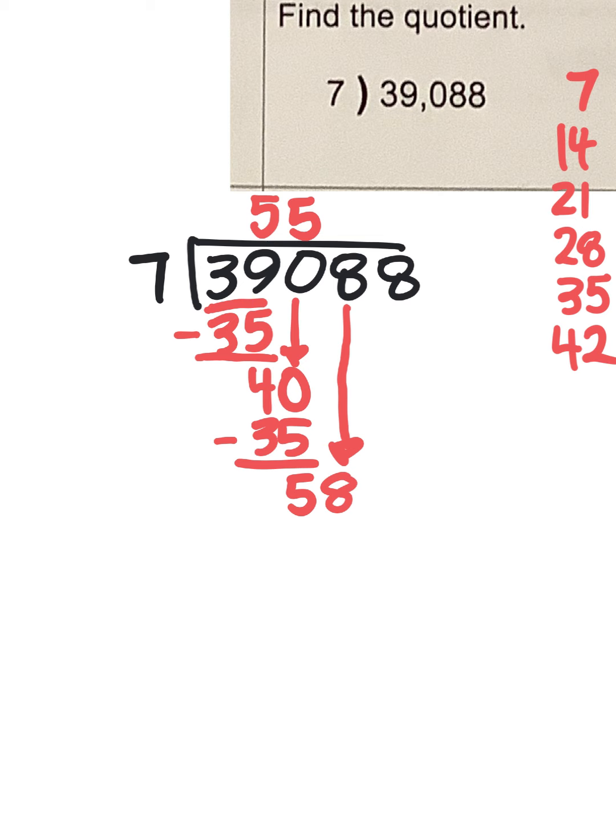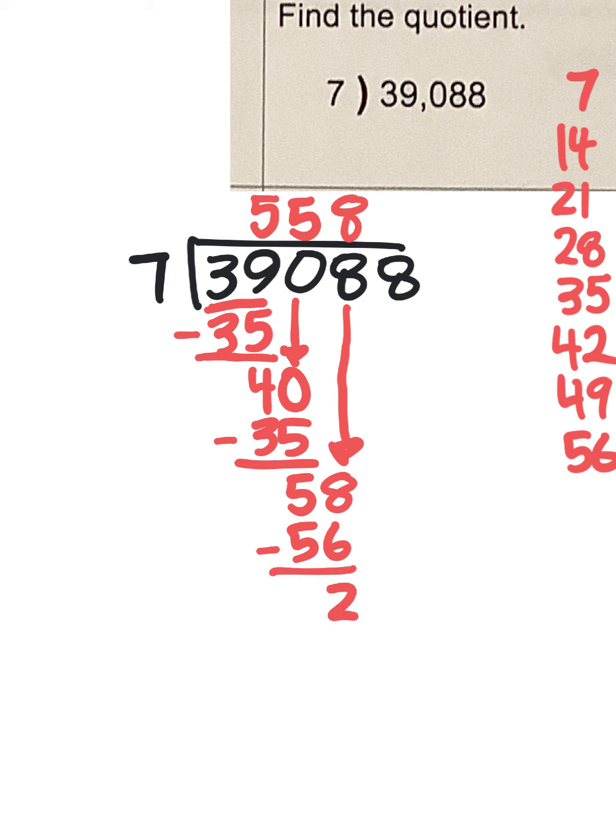How many times will 7 go into 58? 8 times. I don't think I listed that multiple, so I did have to add some more multiples there. We know that 8 times 7 is? 56. Okay, 58 minus 56 is 2.